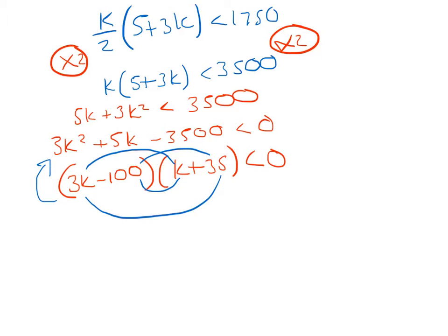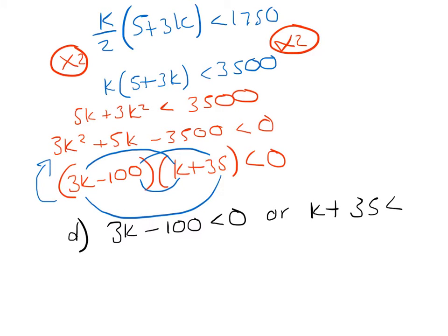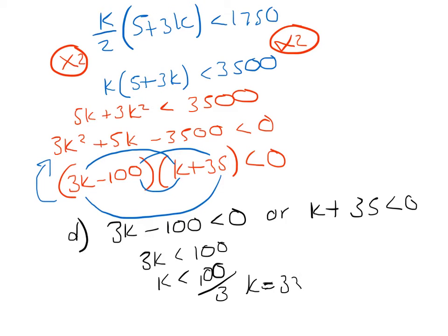Finally, part D says find k. Well, once you've got this inequality, then either 3k minus 100 is less than 0 or k plus 35 is less than 0. There's two solutions to this, isn't there? There's 3k is less than 100, so k has to be less than 100 divided by 3, which is 33.3 recurring, so the highest k can be for it to be less than 0 is 33.